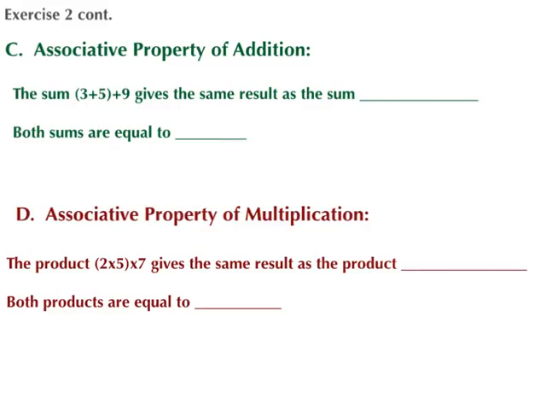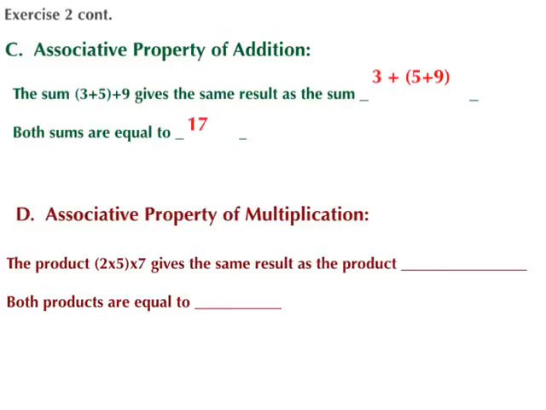The next property we're going to talk about is the associative property of addition. The sum 3 plus 5 plus 9 gives the same result as 3 plus 5 plus 9, with the parentheses in a different place. Both sums are equal to 17.